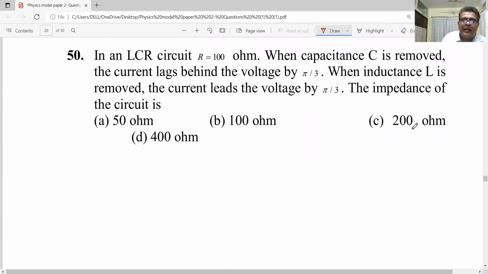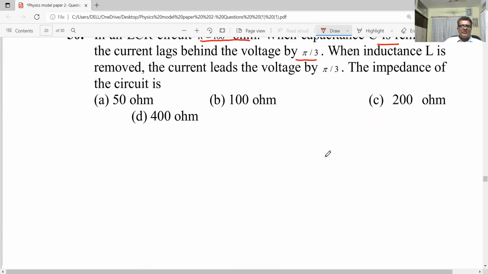In an LCR circuit, R is equal to 100 ohm. When capacitance C is removed, the current lags the voltage by pi by 3. When inductance L is removed, the current leads the voltage by pi by 3. The impedance of the circuit is?